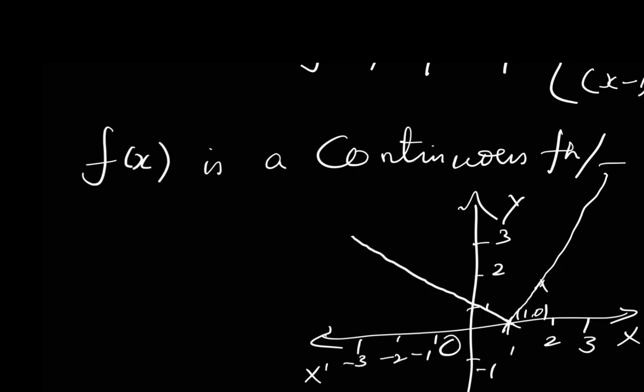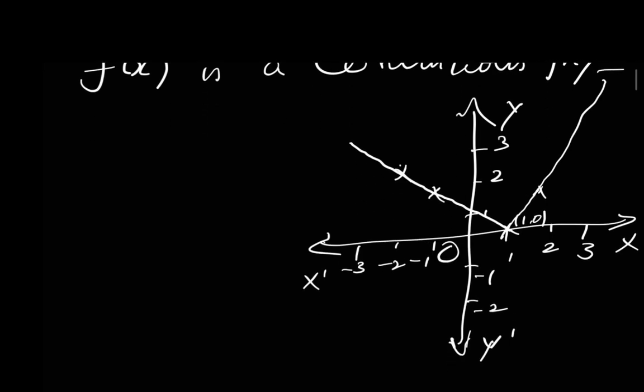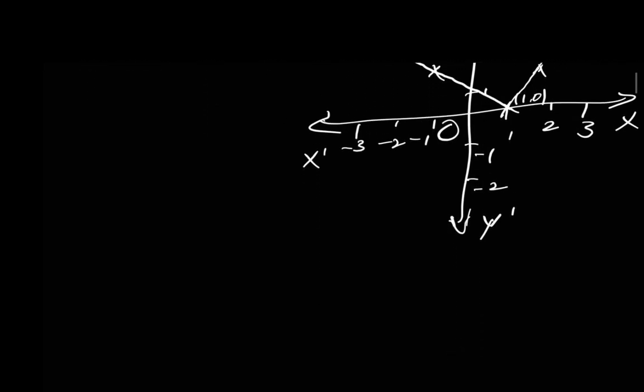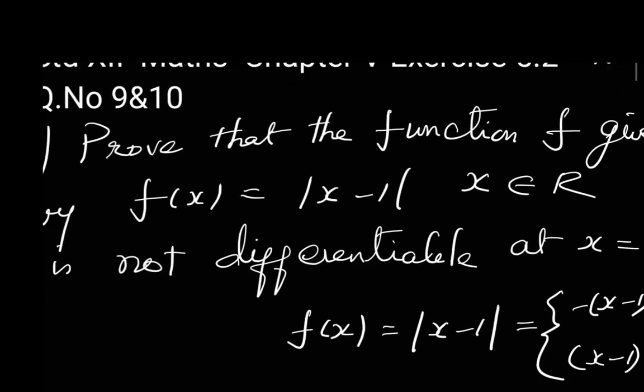So for whatever value we give for x, we get the corresponding y value. So f of x is a continuous function. Now we have to show it's not differentiable at x equal to 1.